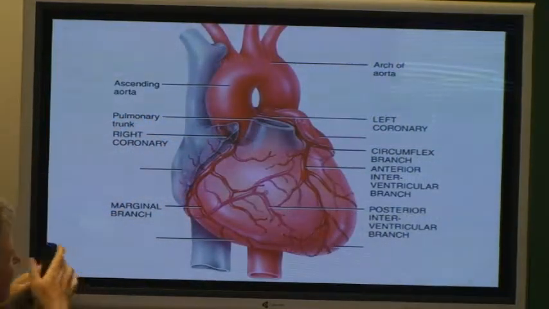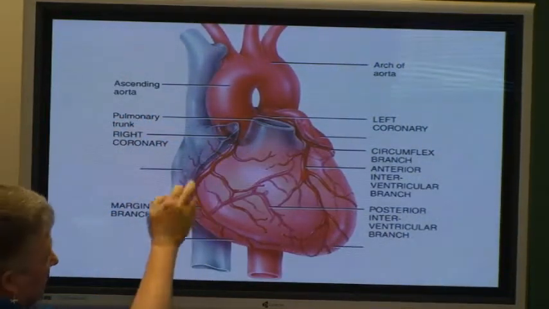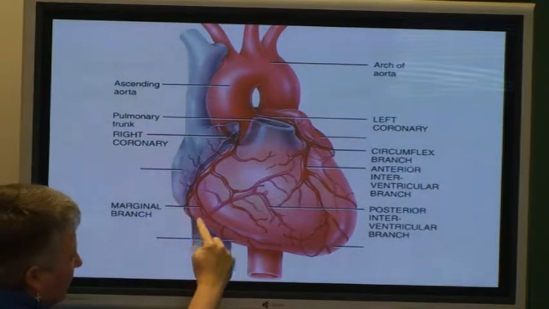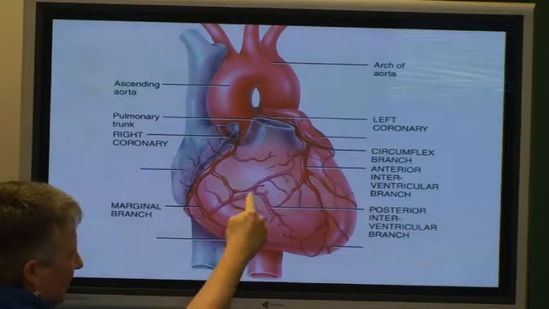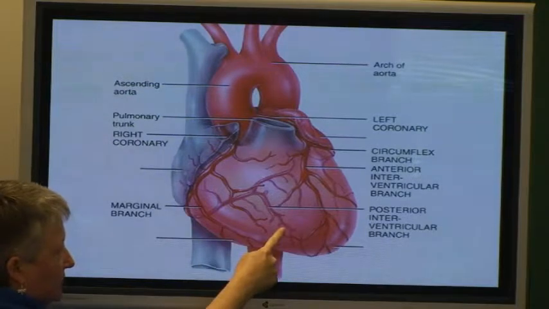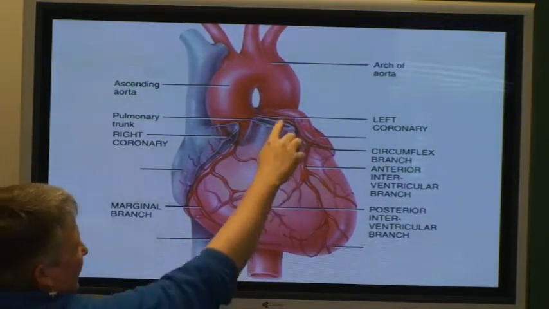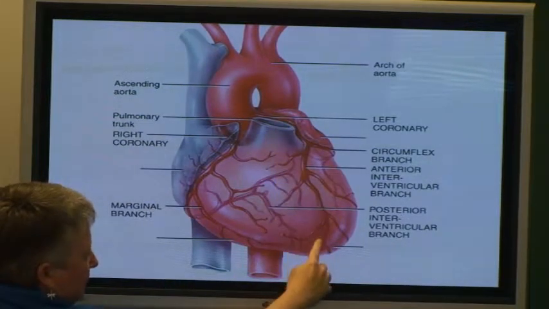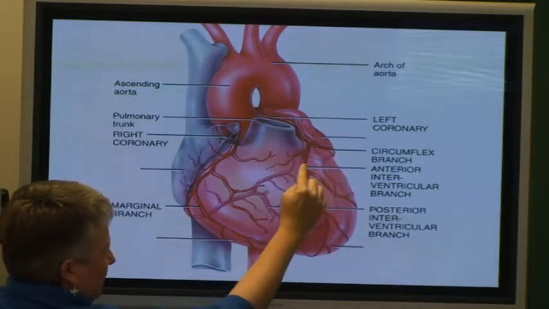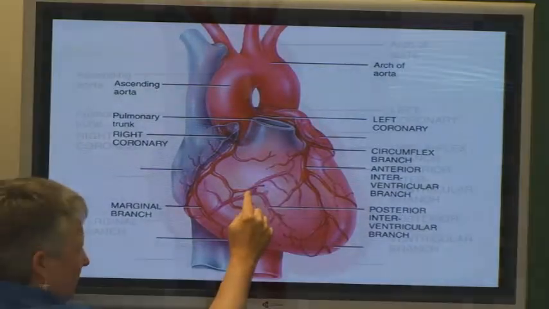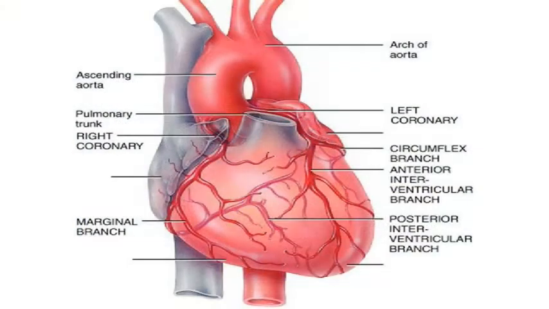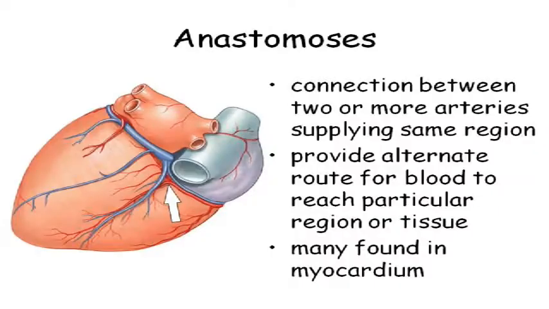Here you can see a little bit better. Here's the right coronary artery coming down, here's the marginal branch, and here's the rest of it continuing around to form the posterior interventricular branch. But here's the anterior interventricular branch, here's the circumflex branch coming around, and it actually meets up right here. That spot right there where those two arteries come together is called an anastomosis. Anastomoses is plural, anastomosis is singular.